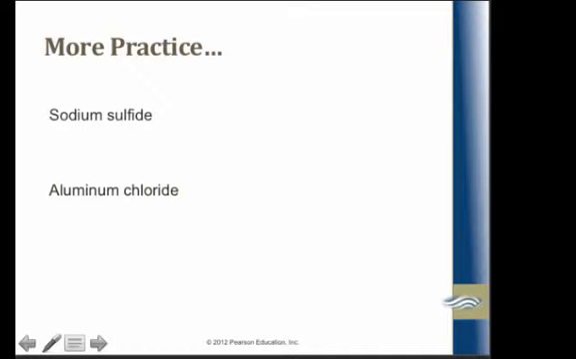Try this. Try writing sodium sulfide as a Lewis dot structure and aluminum chloride. Pause this and make your attempt, and then we'll check it. So hopefully this is what you did. You showed sodium with 1 electron and sulfur with 6.